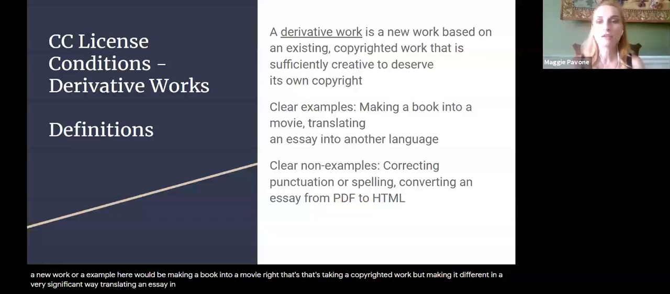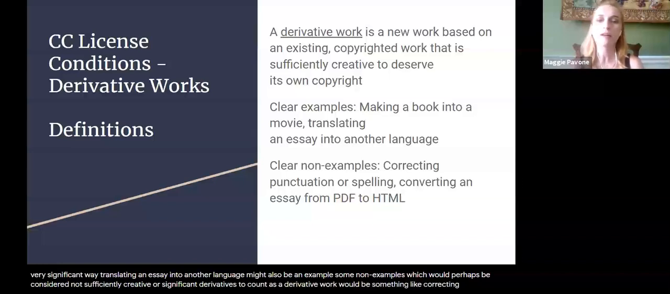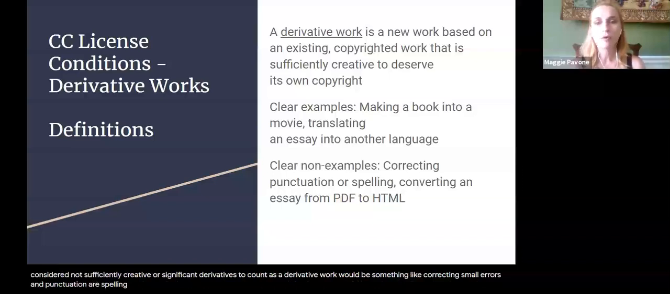Translating an essay into another language might also be an example. Some non-examples, which would perhaps be considered not sufficiently creative or significant to count as a derivative work, would be something like correcting small errors in punctuation or spelling, or taking an essay that is currently in a PDF and translating it into an HTML. Those would likely be non-examples of derivative works.